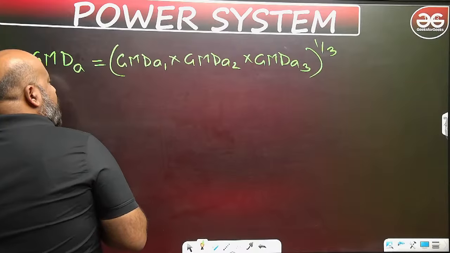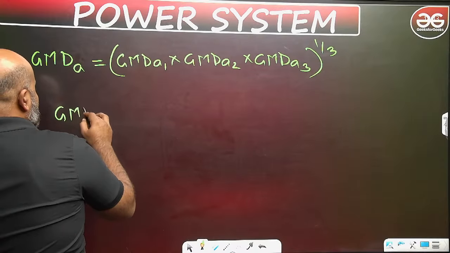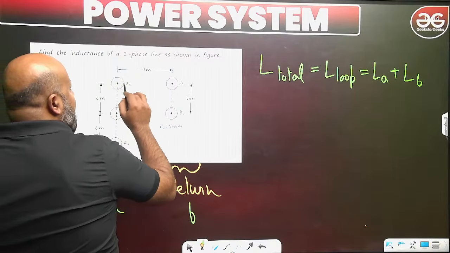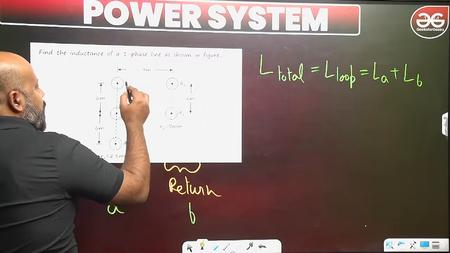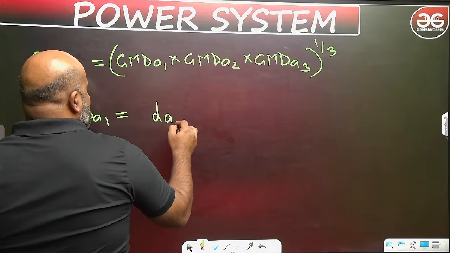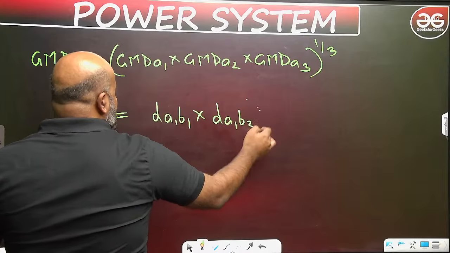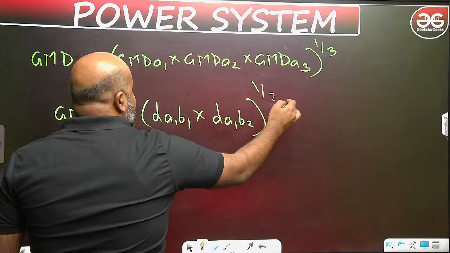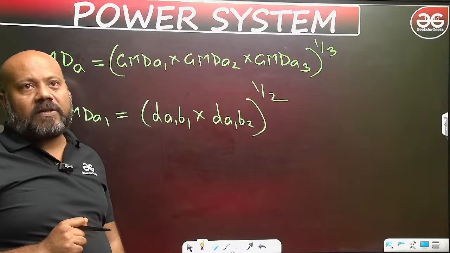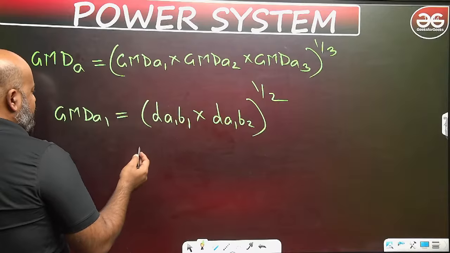Now you see how you are writing GMD A1. GMD A1 is the distance between A1 B1 and A1 B2. So it is the distance between A1 B1 and the distance between A1 B2. And what is the effective root? 1 by 2, because there are two distances and you need one distance, so take the effective root. This is how you calculate GMD A1.